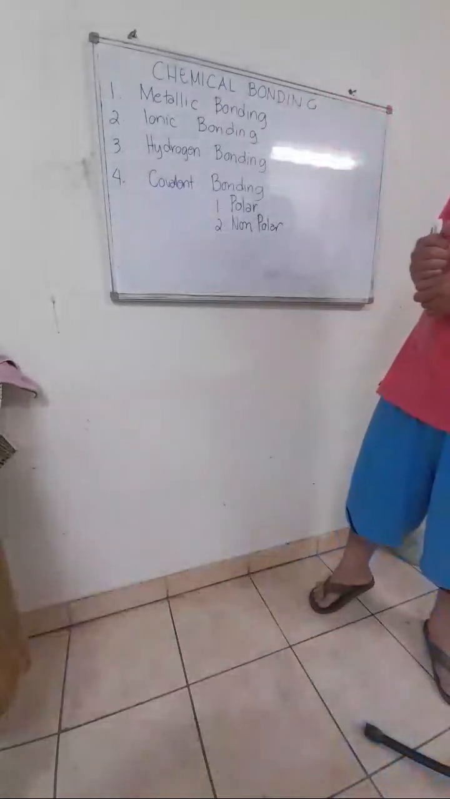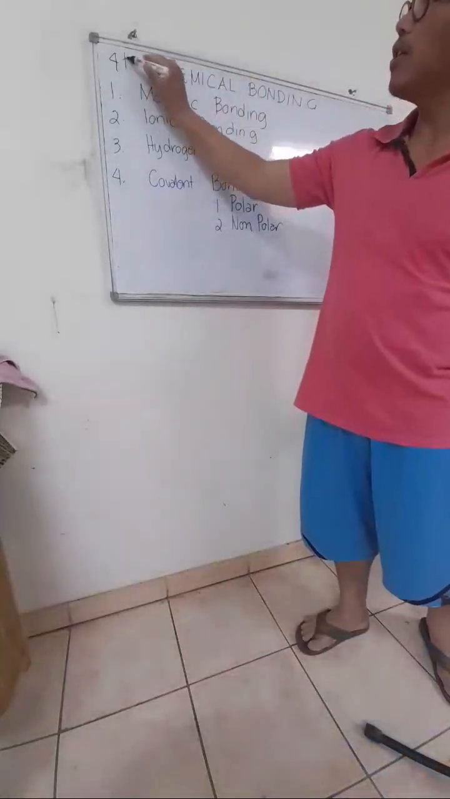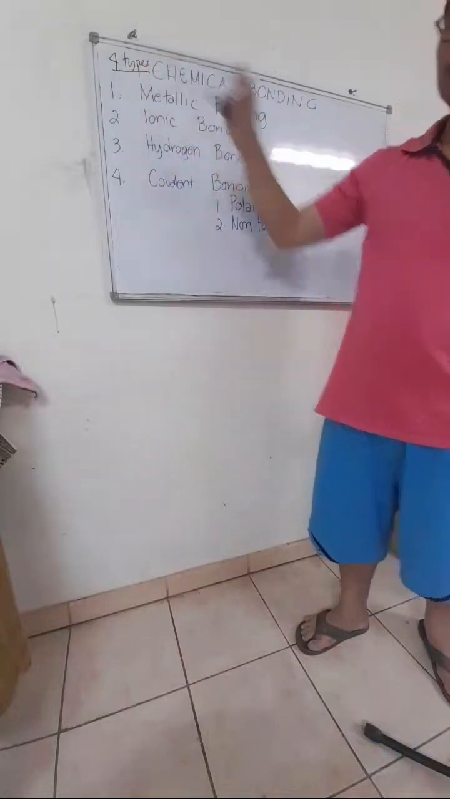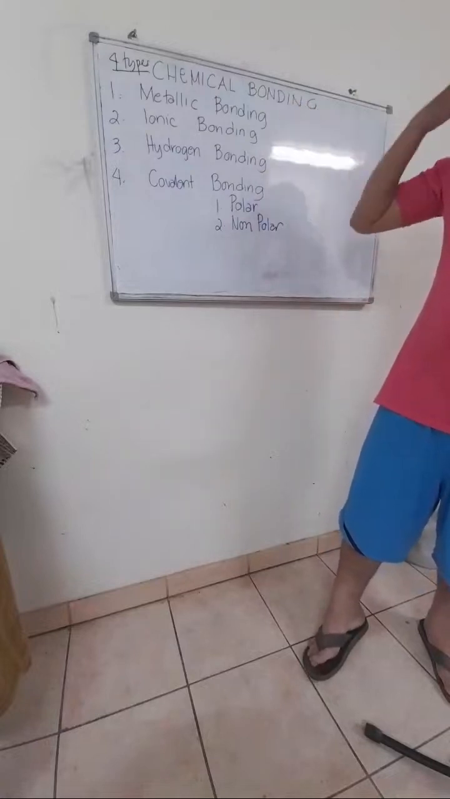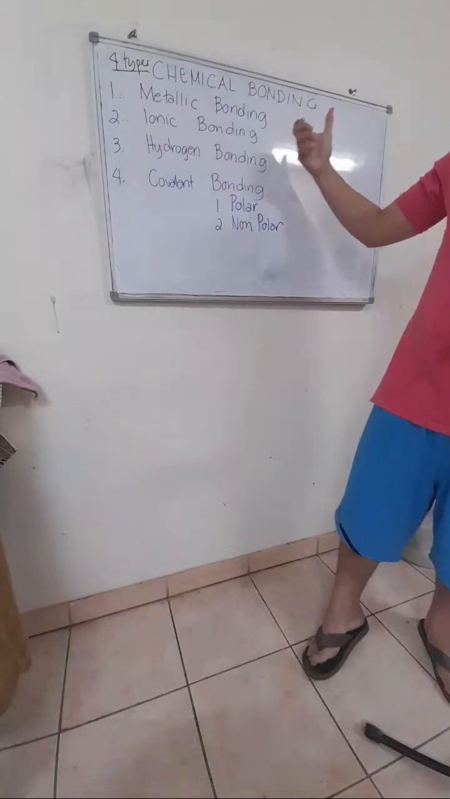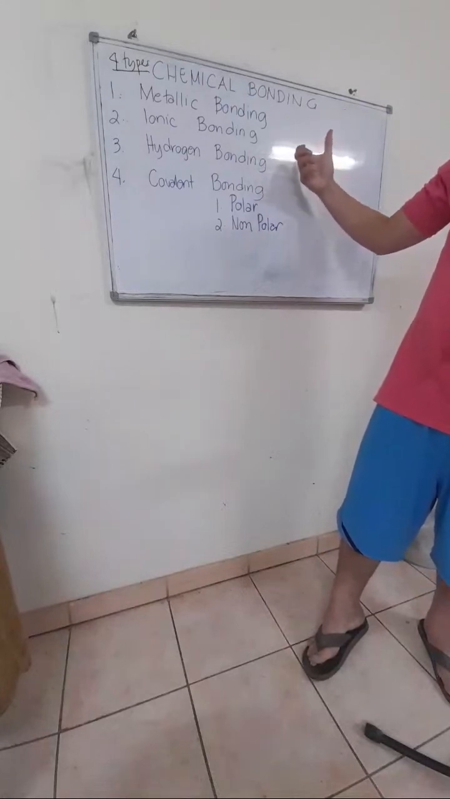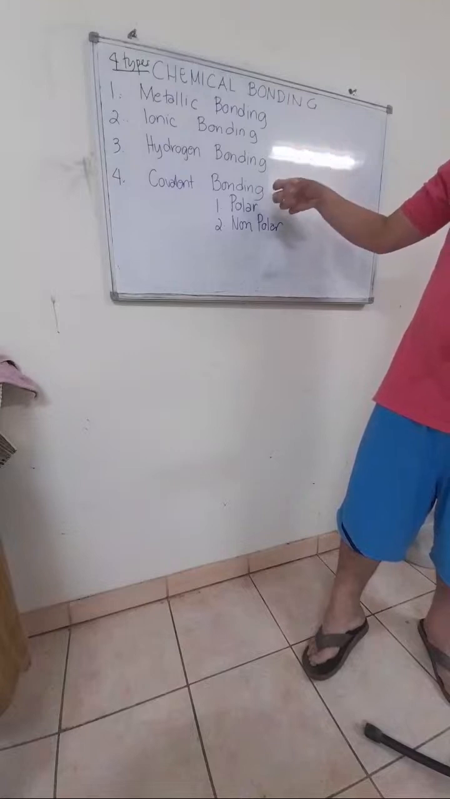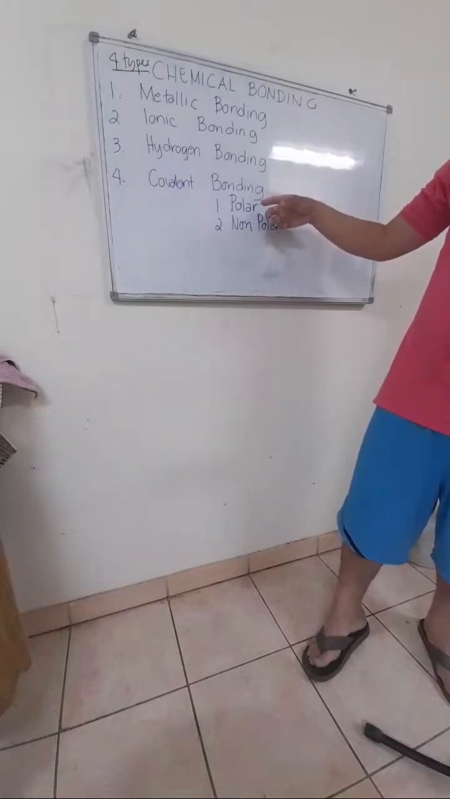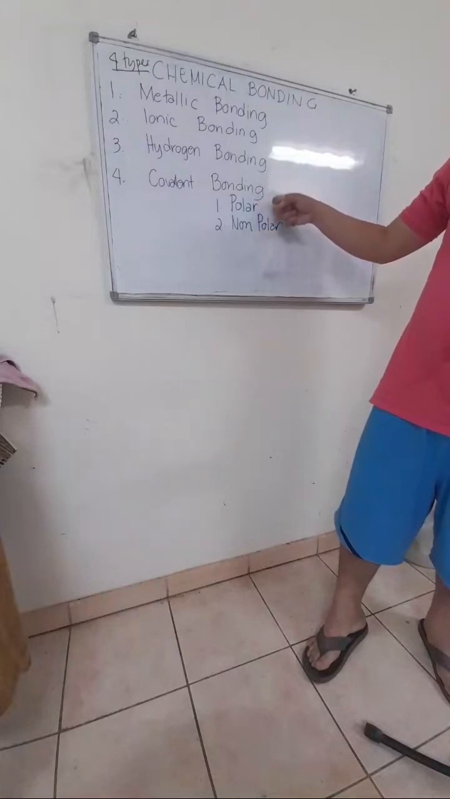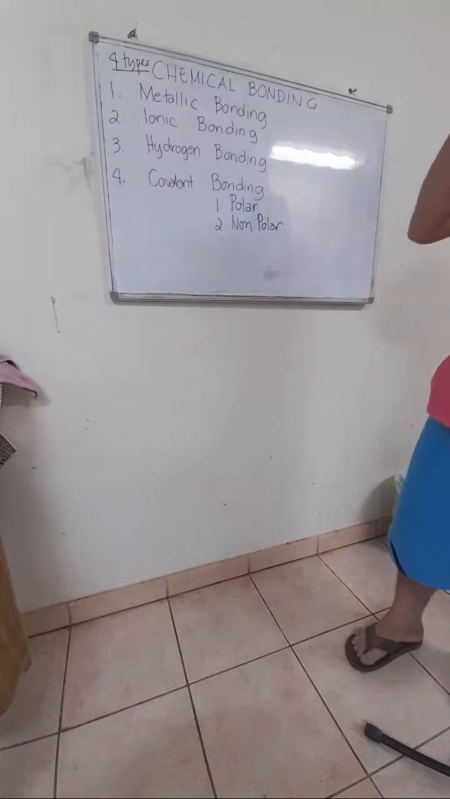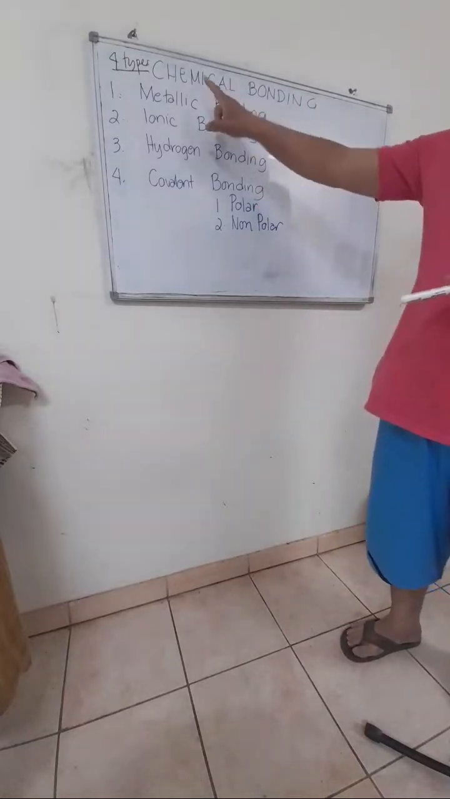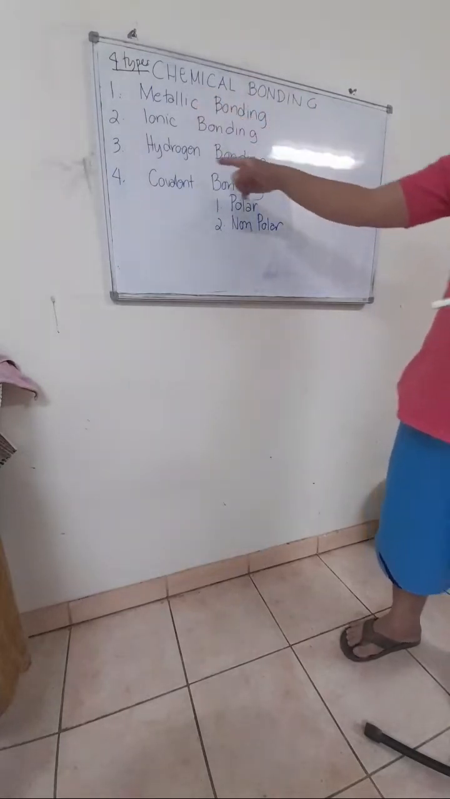So now I need to put the four types, right? We have the metallic bonding, the ionic bonding, and then we have the hydrogen bonding. And we have the covalent bonding, which has two types, polar and non-polar. So you get the point. Number 1 is very obvious, there's metallic, and number 3 is obvious also, there's hydrogen.